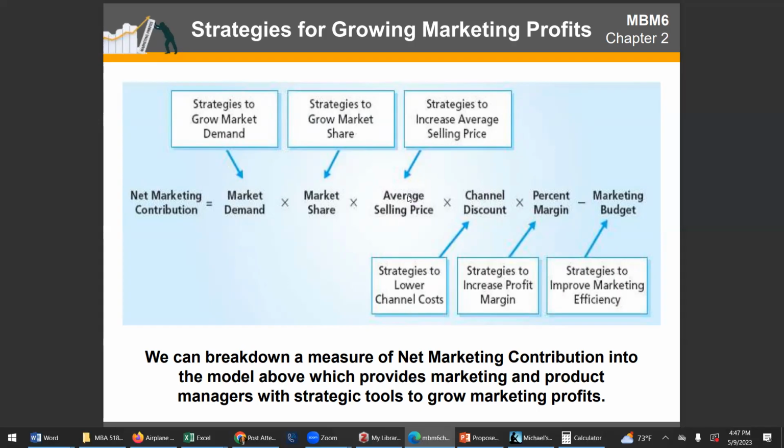What can we do to improve the prices that different customers within our franchise are willing to pay? Okay. Are there strategies to lower the amount of margin that we have to give away to the channel? Okay. What kind of strategies are there to improve our overall profit margin? Maybe it's manufacturing cost, right? And then marketing efficiency.